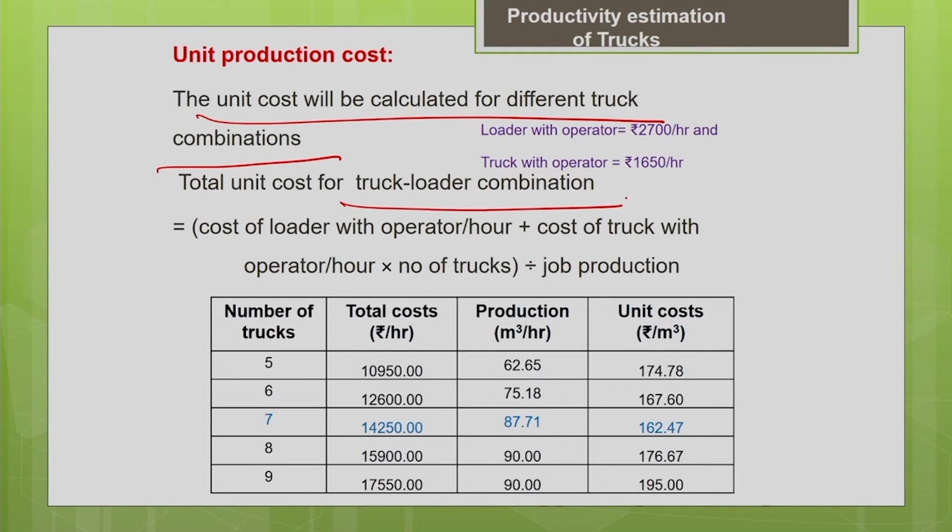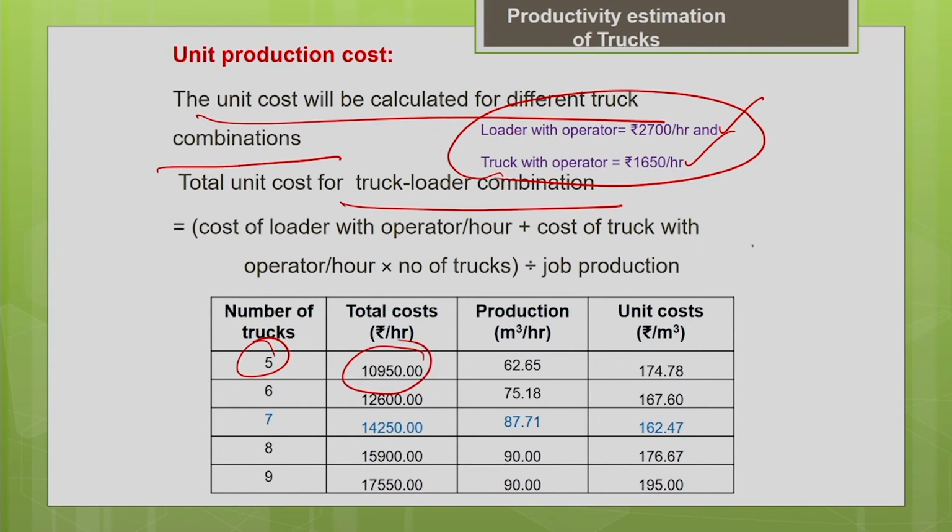I need the input data. So, the input data is given to you. What is the cost associated with the loader and the truck? The hourly cost data is already given to you, rupees 2700 per hour for the loader and rupees 1650 per hour for the truck. Now, let us estimate the unit cost for the truck loader combinations for different numbers of trucks. Say for 5 trucks, how will you calculate the total cost?